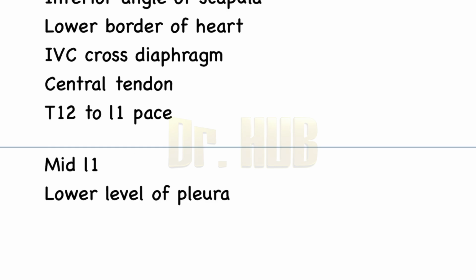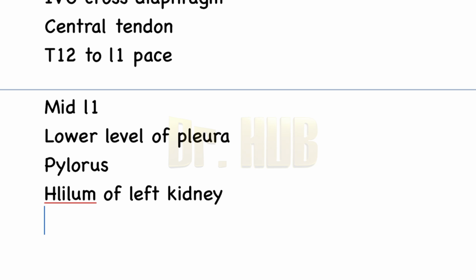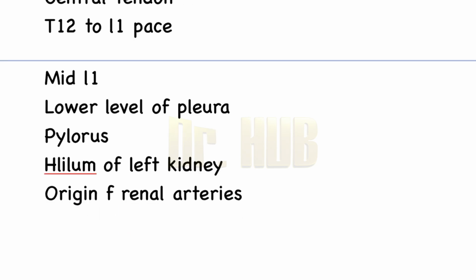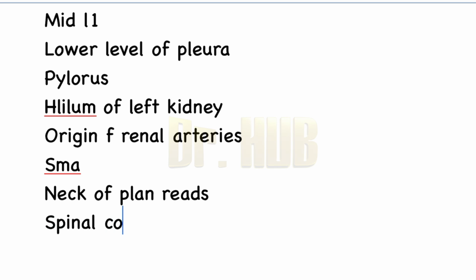Next comes the pylorus, the transpyloric plane. Then comes the hilum of the kidney, the hilum of the left kidney. Next is the origin of the renal arteries and the superior mesenteric artery, the neck of the pancreas, as well as the spinal cord termination.